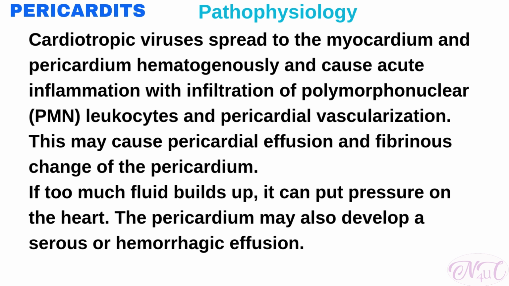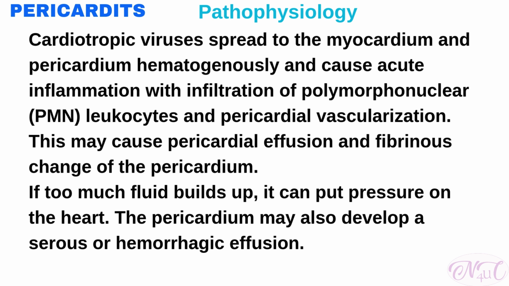Now we will see the pathophysiology of pericarditis. Cardiotropic viruses usually spread to the myocardium and pericardium hematogenously and cause acute inflammation with infiltration of polymorphonuclear leukocytes and pericardial vascularization. Polymorphonuclear leukocytes are one of the main sources of enzymes responsible for tissue damage in inflammatory processes. This may cause pericardial effusion and fibrinous changes of the pericardium.